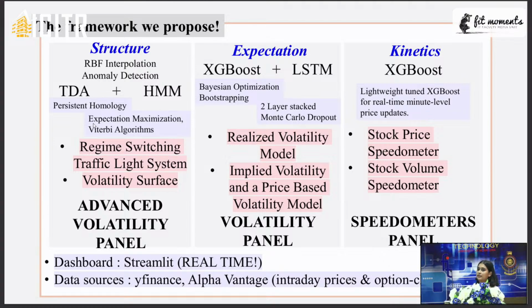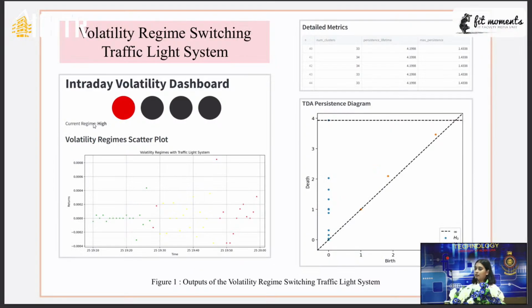And then to answer how the market is moving, we have our speedometers. This is something very new. One is the price speedometer and the other is the volume speedometer. This is a lightweight tuned XGBoost model, because the dashboard is real time. Our dashboard runs on Streamlit, and our data sources come from Yahoo Finance and Alpha Vantage. So let's go into the outputs of the main panels.